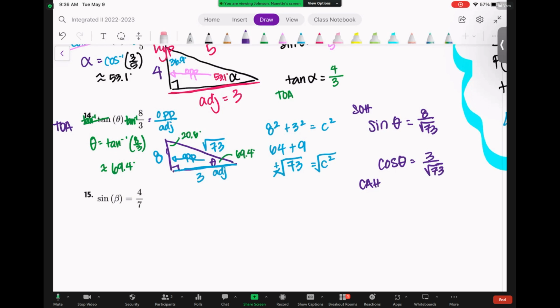If your teacher does not like it, make sure you multiply by the square root of 73 over square root of 73. There's a video that I made called Rationalizing the Denominator. So look that up and learn how to do that.